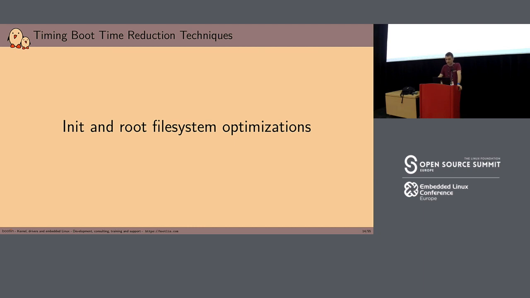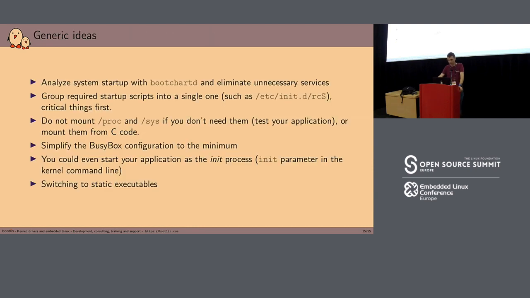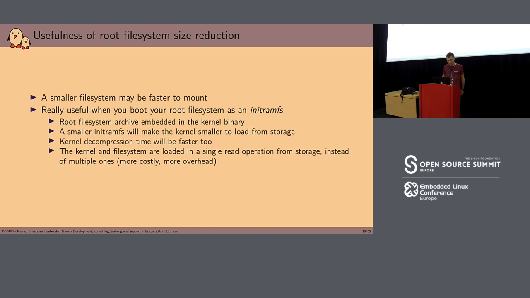Now let's talk about the init script optimization and also reducing the size of the root file system as a whole. There are some techniques that are documented, like analyzing the boot process with bootchart, for example, or using some tool that's associated with systemd. You don't mount /proc/cs. You simplify the busybox configuration and a few things like that. They are well documented also on the eLinux wiki. There's a nice chapter about boot time reduction. And switching to static executables. So I'll go through each of them.